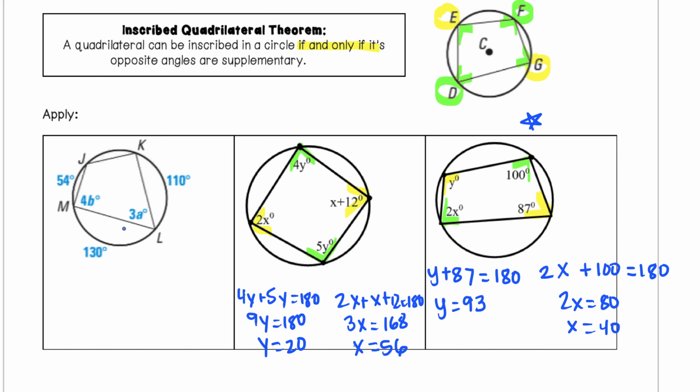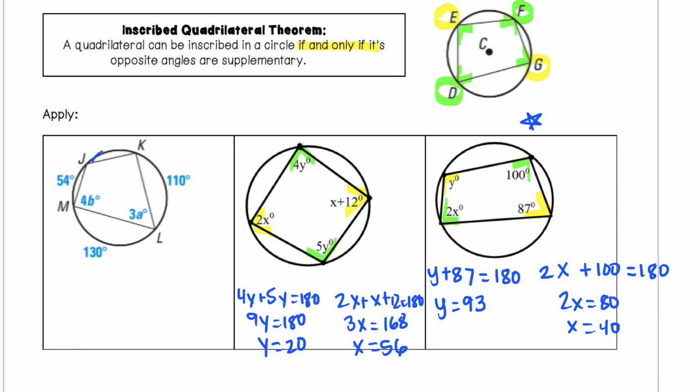And finally, for this more challenging one, and this is why I wanted to save this for last, we can see that we've got a few different angles given to us, but not all of them are. All we know about the opposite angles in a quadrilateral inscribed in a circle is that those opposite angles need to be supplementary. So I'm going to find this last arc because some of the information that's given is that I have an arc JM of 54 degrees, an arc ML of 130, and an arc LK of 110.